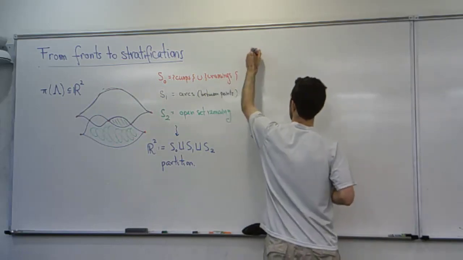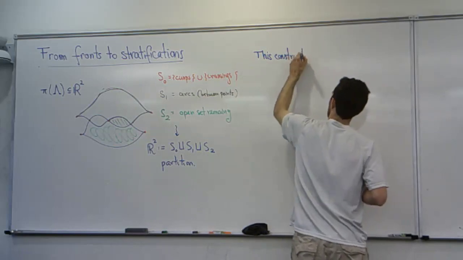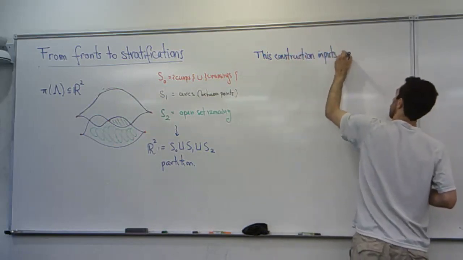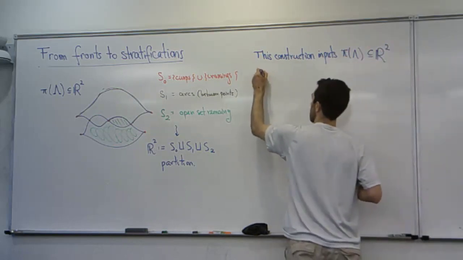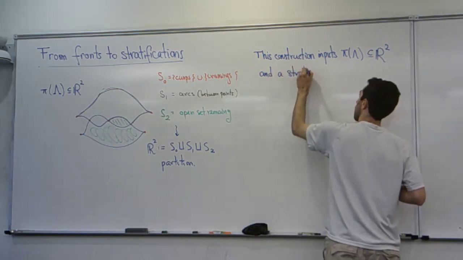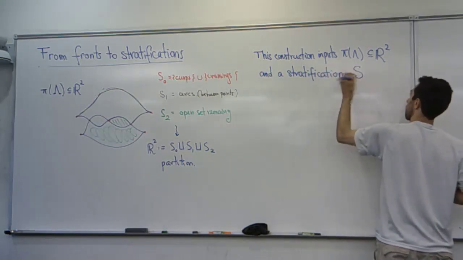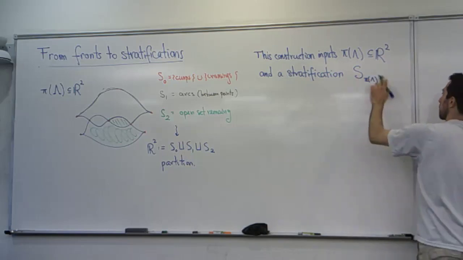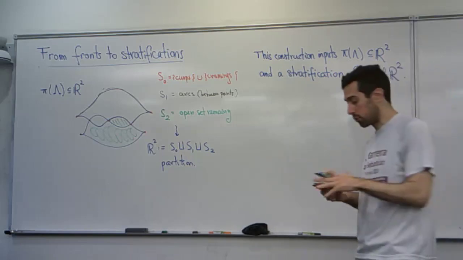So this construction inputs, in general, a front in R2. So this is pi of lambda in R2, and outputs a stratification, which I'm going to tell you what it is right now. So a stratification, which I'm going to be calling fancy S, sub pi lambda of the plane, often. So what is a stratification?